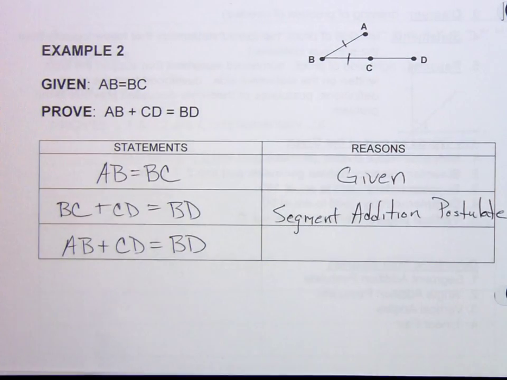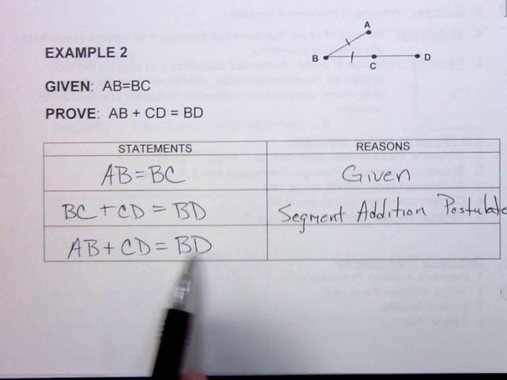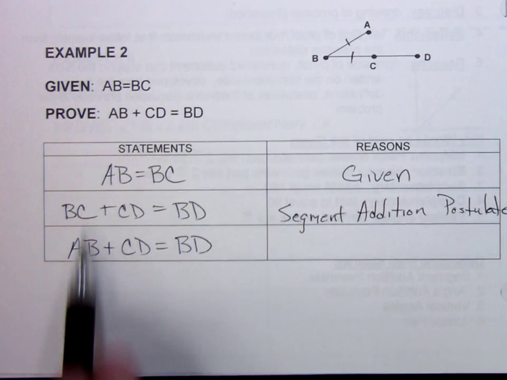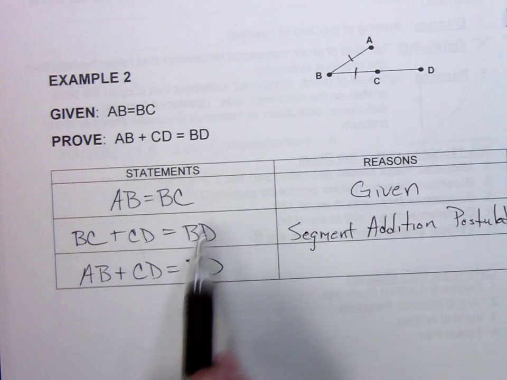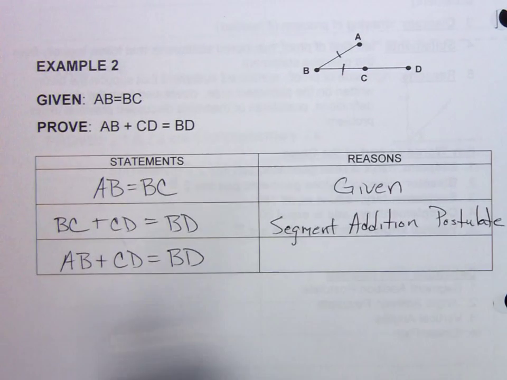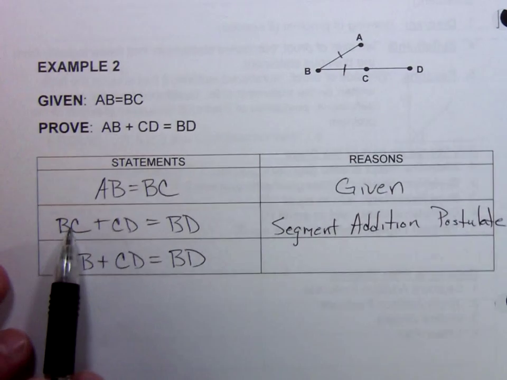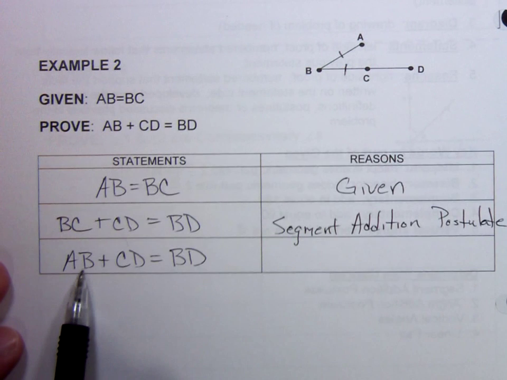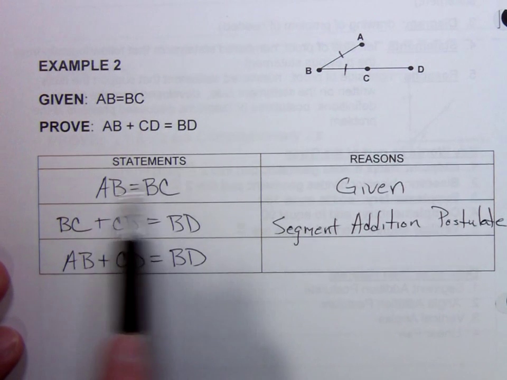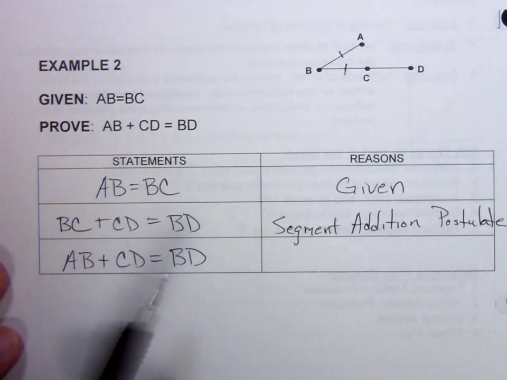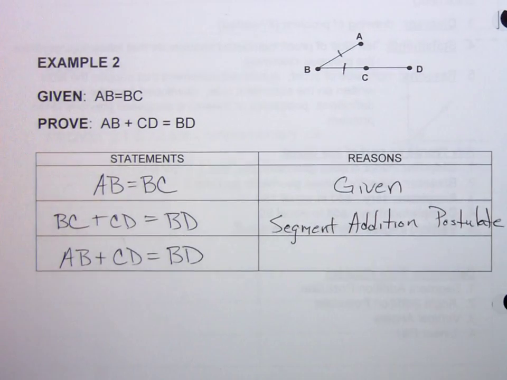You should notice a lot of similarities between this statement and this one. The only thing that changed is right here. Everything else stayed the same, right? So, how can I replace the distance from B to C with the distance from A to B? Well, remember, they were equal to each other, right? And if two things are equal to each other, you can replace one with the other.